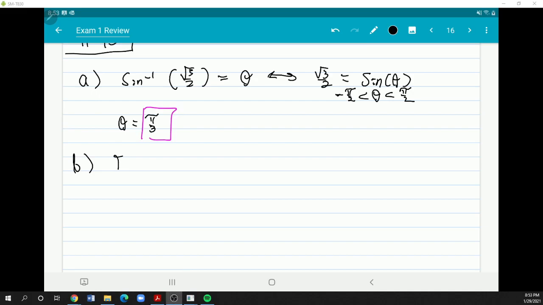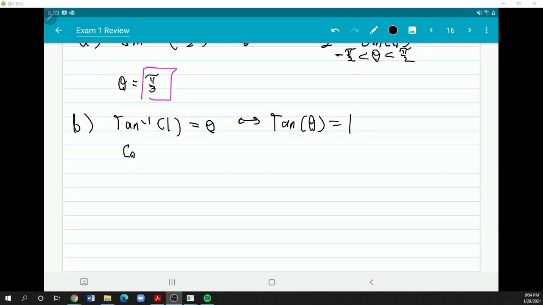Alright, so next up is tan inverse of 1. Again, I'm going to set that equal to theta and say that happens if and only if tangent theta equals 1. So that means sine theta over cosine theta is equal to 1, which happens if and only if sine theta equals cosine theta.